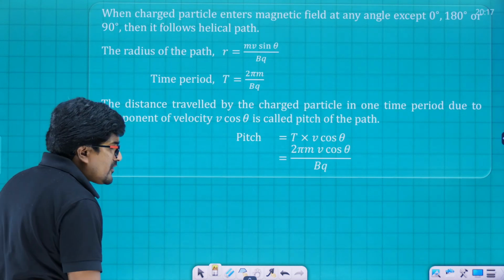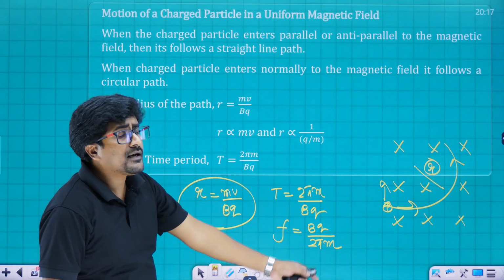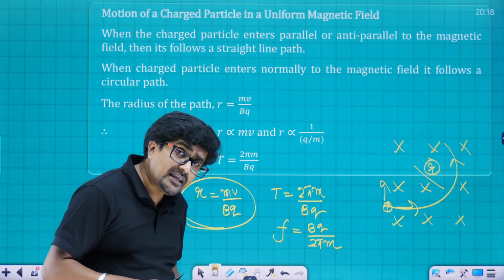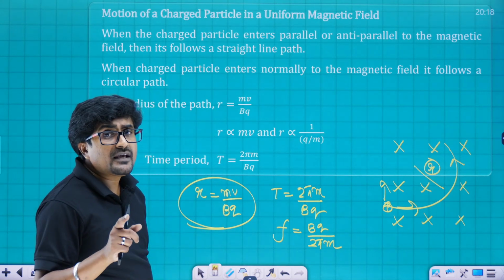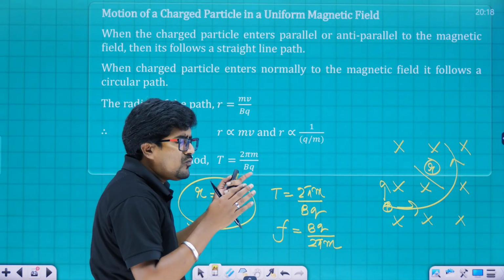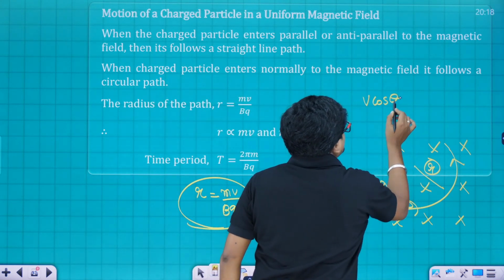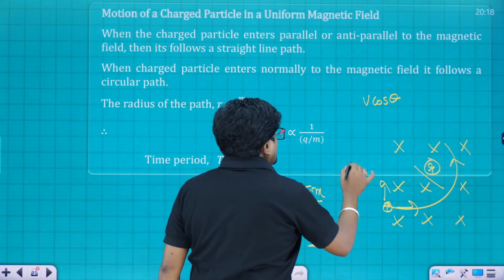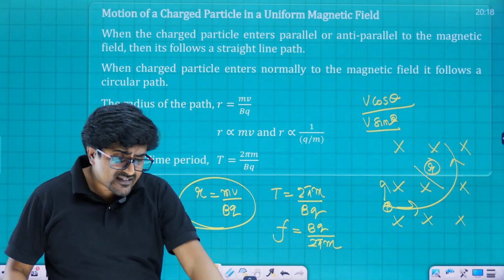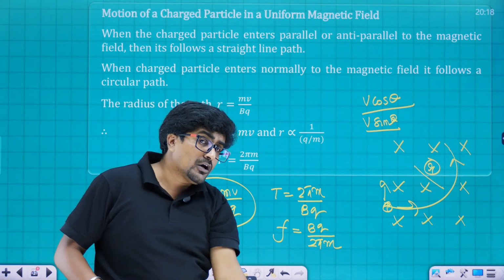Moving to the next, instead of the charged particle entering perpendicularly, if it enters the magnetic field making an angle theta with respect to the magnetic field, we are going to have two velocity components. One is along the direction of the magnetic field, that is v cos theta, and another is perpendicular to the magnetic field, that is v sin theta. V cos theta is in the same direction as the magnetic field, and v sin theta is perpendicular to the magnetic field.